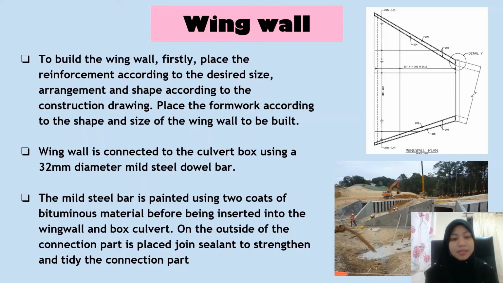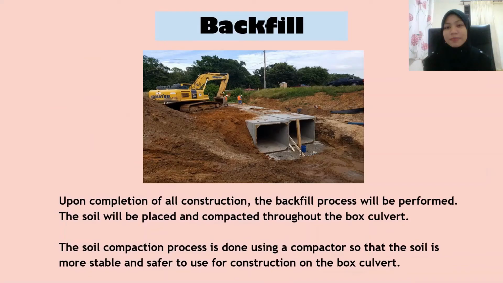The mild steel bar is painted using 2 coats of bituminous material before being inserted into the wing wall and box culvert. On the outside of the connection part, joint sealant is placed to strengthen and tidy the connection part. The last step is backfill. Upon completion of all the construction, the backfill process will be performed.